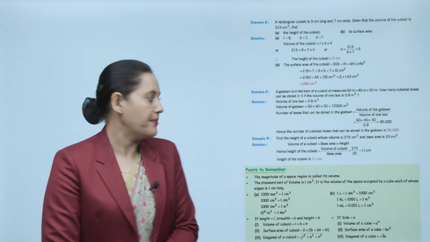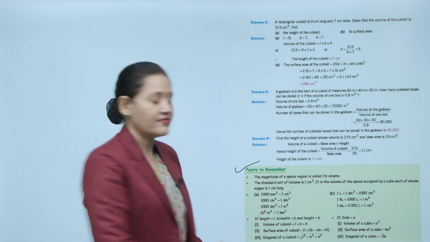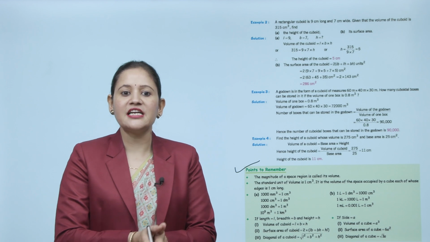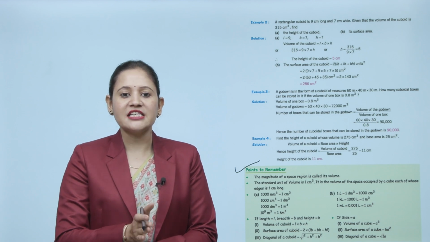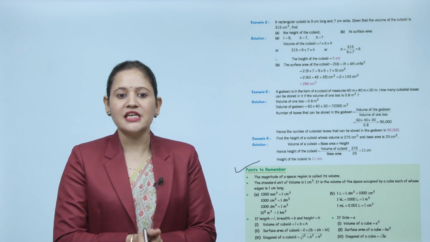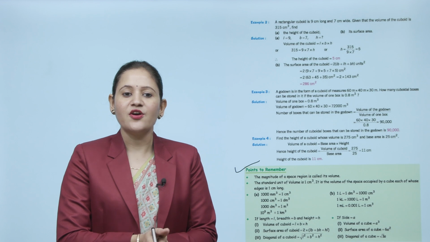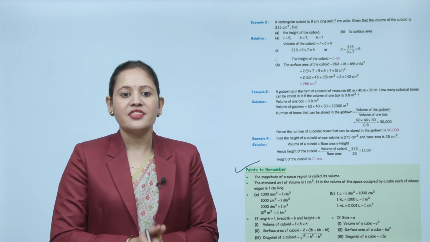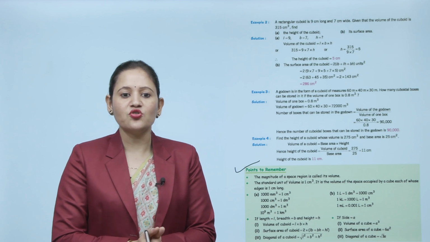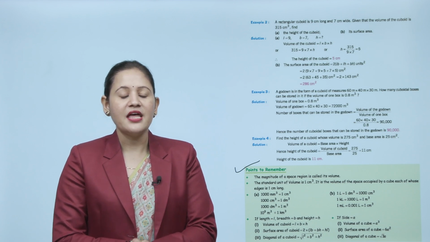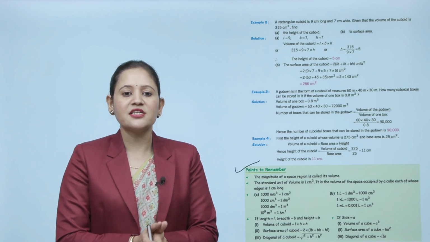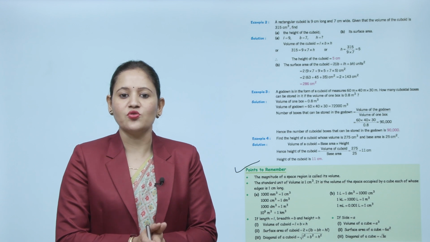Next, points to remember. The magnitude of the space region is called volume. The standard unit of volume is 1 centimeter cube. It is the volume of the space occupied by the cube, each of whose edges is 1 centimeter long. 1000 millimeter cube equals 1 centimeter cube. 1000 centimeter cube equals 1 decimeter cube. 1000 decimeter cube equals 1 meter cube. 10 to the power 9 meter cube equals 1 kilometer cube.